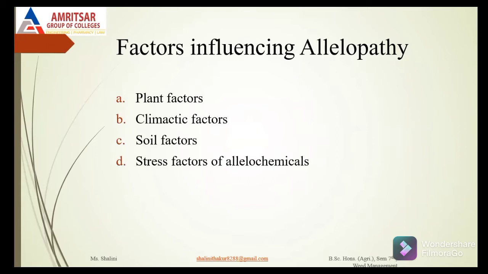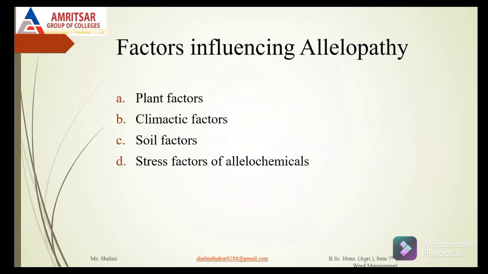So what are the factors influencing allelopathy? There are basically four factors. One is the plant factor. What kind of plant is it? Is it the same species, or different families, or the same family but a different species? Allelopathic effect we can see there also.